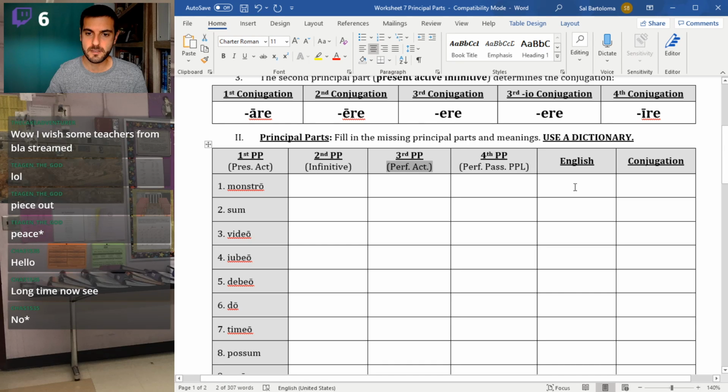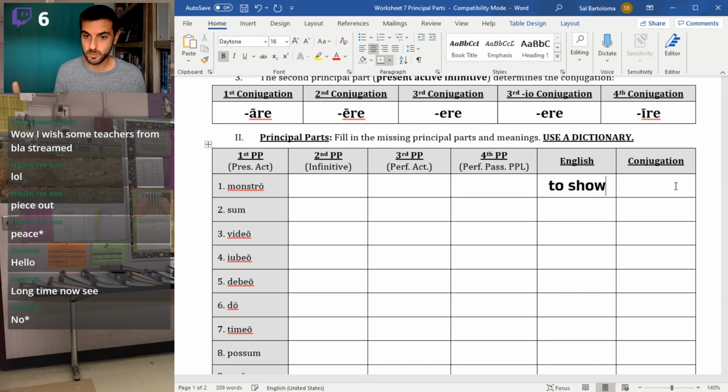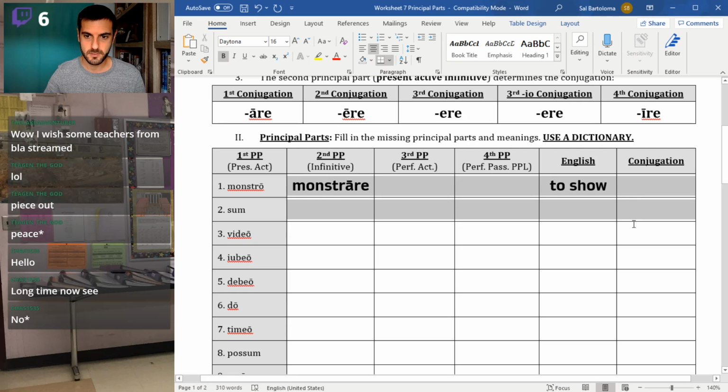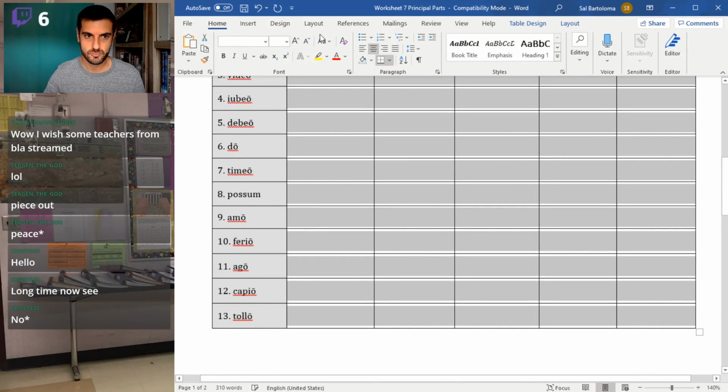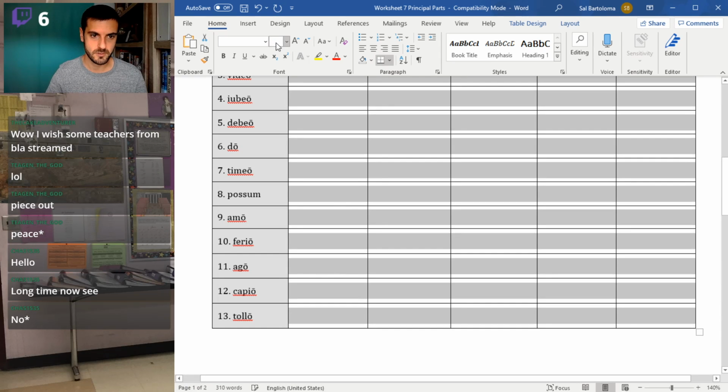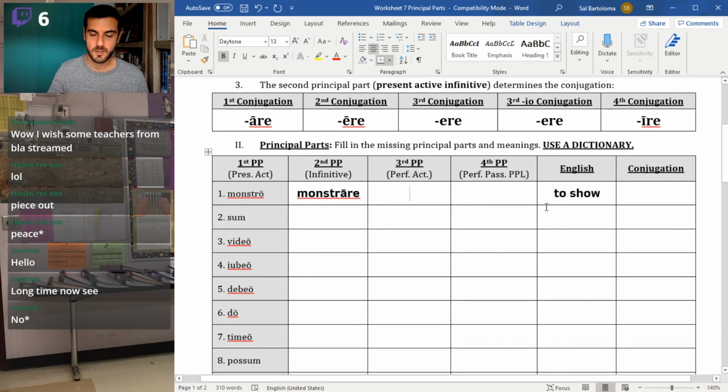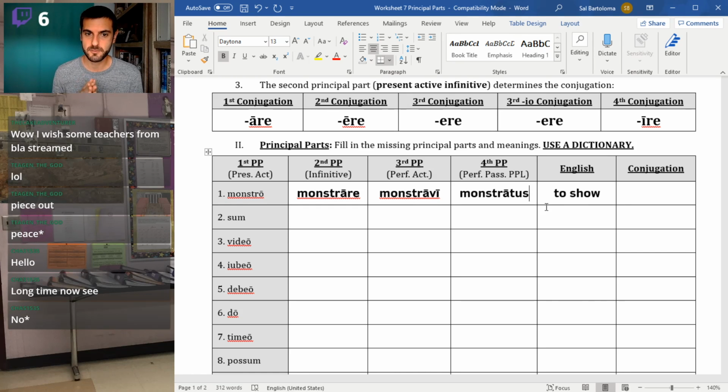So monstro means to show, to point out. Monstrare, I'm going to have to make these a little bit smaller. Let's go 13. That should work. Monstro happens to be first conjugation. I only know that because I know the verb. The third principal part happens to be monstravi, and the fourth one is monstratus. So that's a first conjugation verb that follows the normal first conjugation pattern.